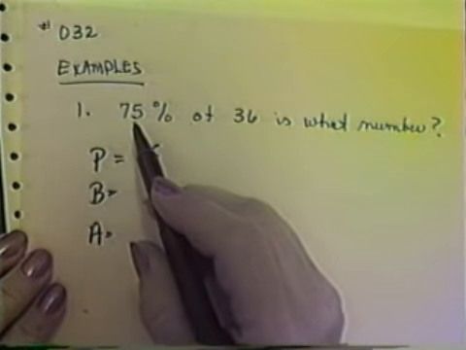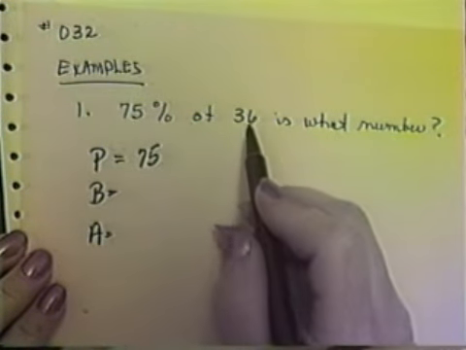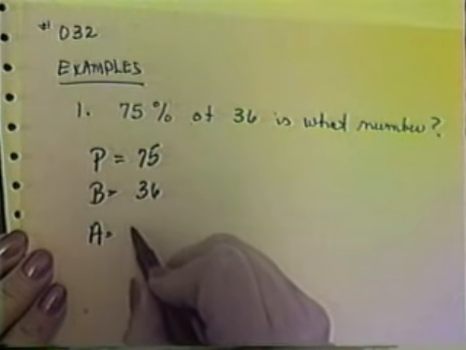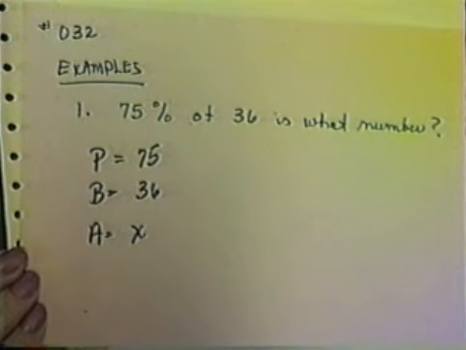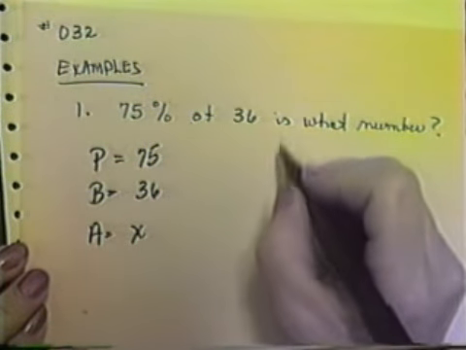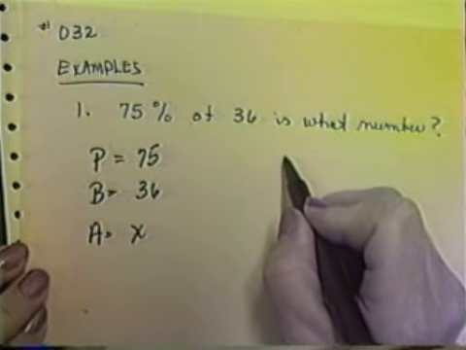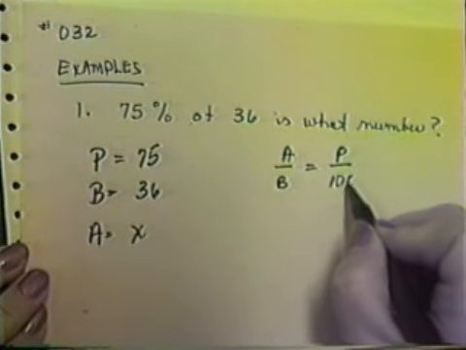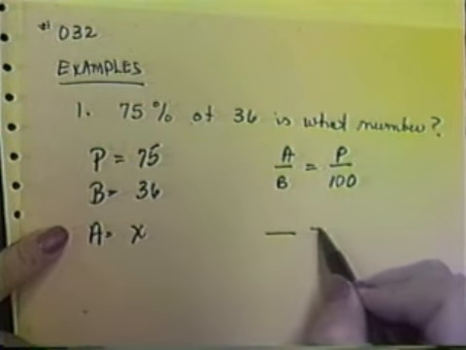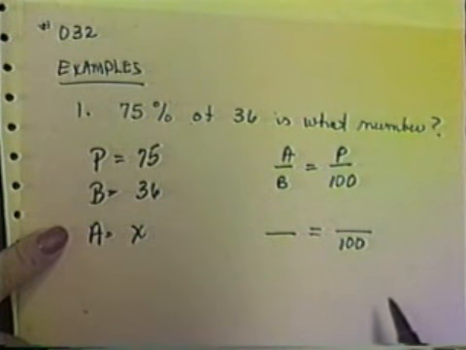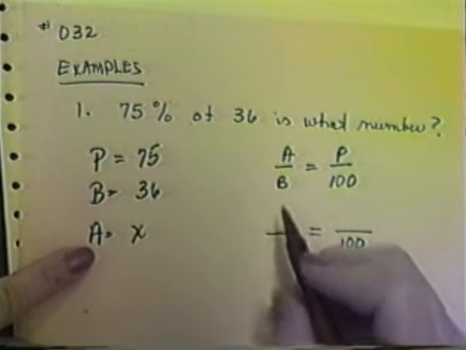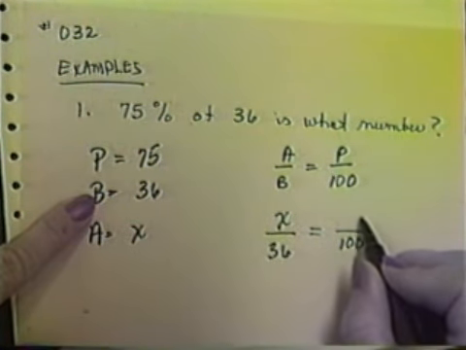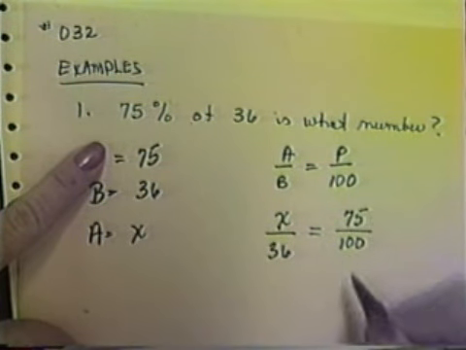The base is what we're taking the percent of, and we're taking 75% of 36. So the base must be 36, which means the amount must be our unknown. Now remember, the percent proportion was amount over base equals the percent over 100. The 100 is standard, that's in every single one of the problems. So we're going to put the amount, which is X, over the base, which is 36, equal to the percent, which is 75, over 100.